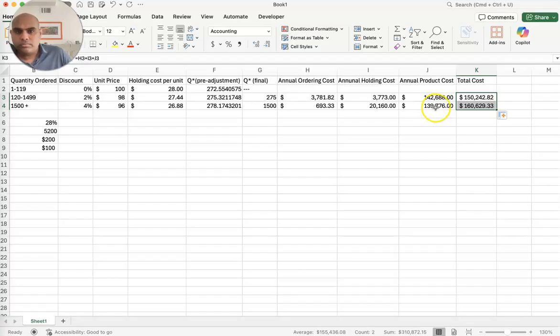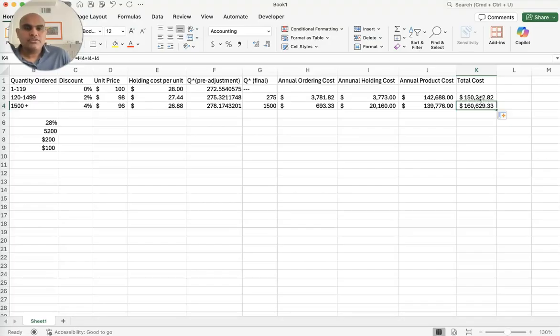Now, even though the annual product cost is lower here, the total cost is lower for the second option, buying at $98 rather than buying at $96, because you have to order a massive number of items every time you order and pay a massive amount of holding cost, right? So it doesn't make sense for you to do this. So the decision is finally based upon your total cost values. Whichever total cost value is the lowest, that's the one you use.